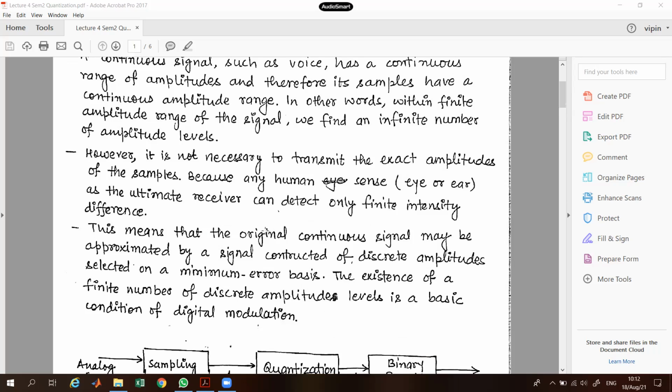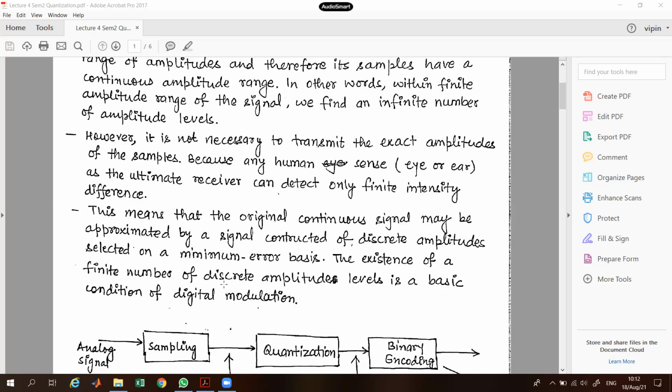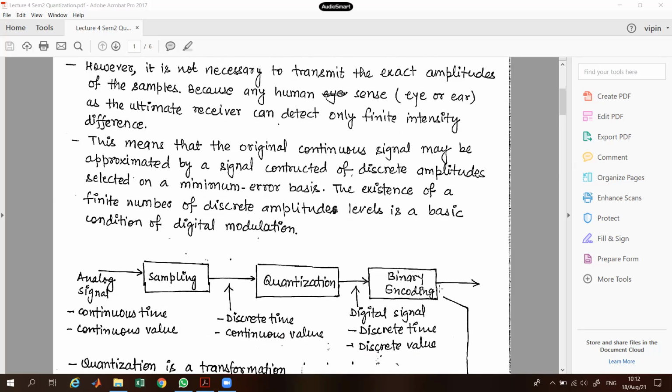This means that the original continuous signal may be approximated by a signal constructed of discrete amplitudes selected on minimum error basis, and that error we know at the transmitter side, so we can correct it on the receiver side. I'll explain what do you mean by error here. So the existence of a finite number of discrete amplitude levels is a basic condition of digital modulation.